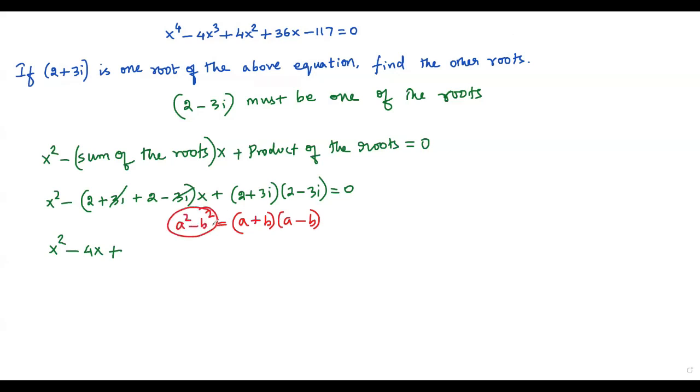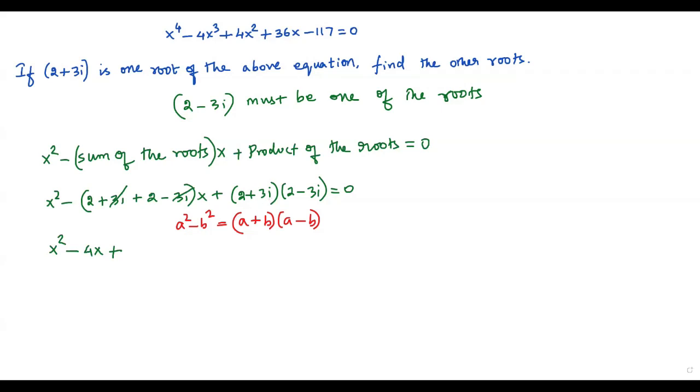Whenever we have a difference of two squares, that is a squared minus b squared, it can be written in factor form, that is a plus b times a minus b. And whenever we have a product of two binomials like a plus b and a minus b, it can be written as a difference of two squares, that is a squared minus b squared. So comparing these, we get 2 in the place of a and 3i in the place of b, so we write a squared minus b squared by replacing a by 2 and b by 3i.